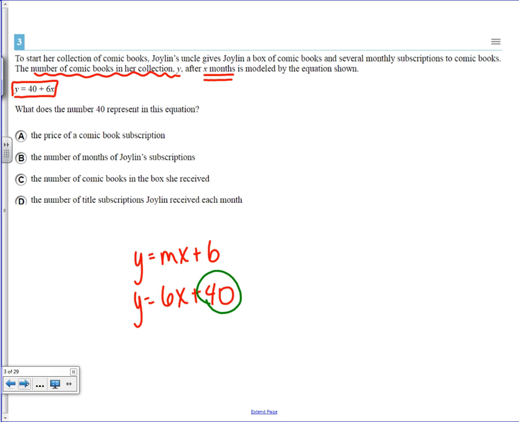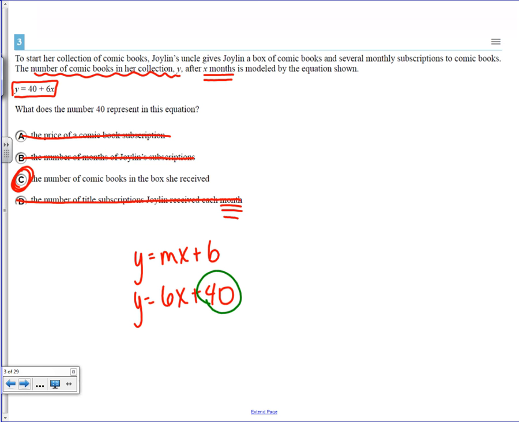Okay, so first one says the price of a comic book subscription. No. The number of months of Joy Lynn's subscriptions, no, months is x, and that 40 doesn't have an x on it. The number of comic books in the box she received, that would be her starting number of books, and the number of title subscriptions Joy Lynn received each month. Again, this says month. That means it has to have an x on it, and the 40 does not. So your answer should be C.